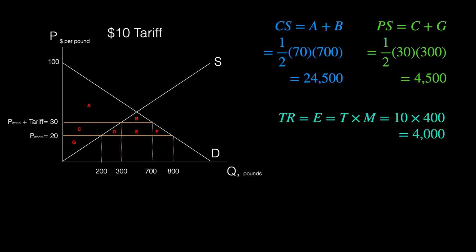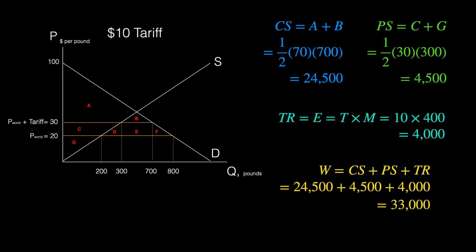The tariff revenue is the tariff times the number of imports. This is area E in the graph. Before the tariff was imposed, this also was part of consumer surplus. So U.S. consumers pay the entire tariff. It is not paid by foreign producers.